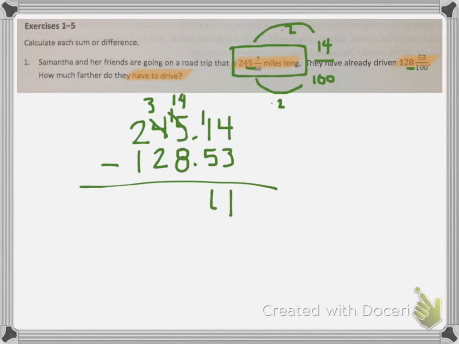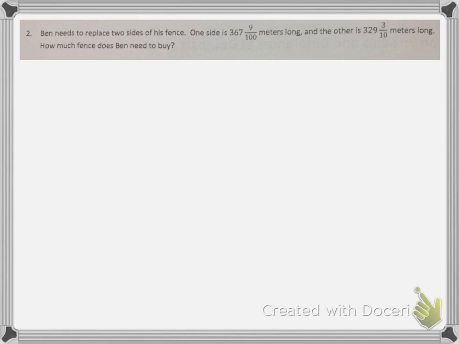11 minus 5 is 6. 14 minus 8, that's 6. 3 minus 2 is 1, and 2 minus 1 is 1. The decimal goes right in line, so right there. The answer is 116 and 61 hundredths of a mile remaining on their trip. All right, there's exercise 1. Exercise 2. Pause if you have not finished.